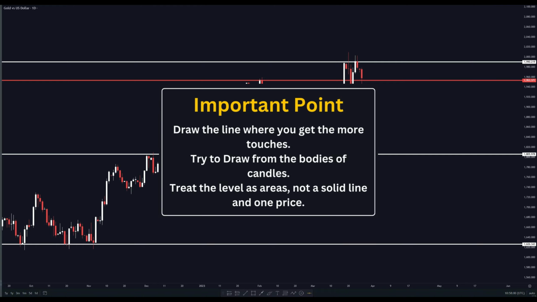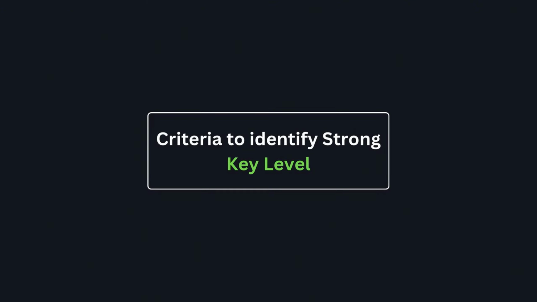But here's an important point. Always draw the lines at where you get the more touches. Drawing from the bodies of the candle is in priority than drawing from the wicks. And treat the key levels as areas, not a solid line or one solid price. Next, we will learn the criteria to identify the strong key levels in market structure.